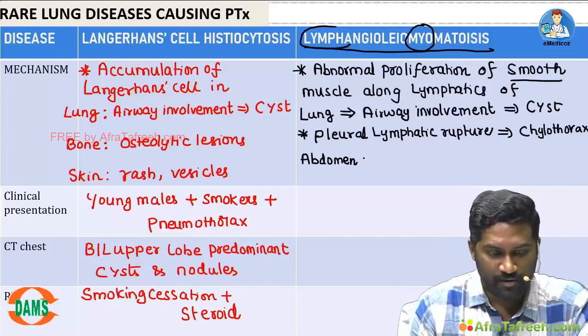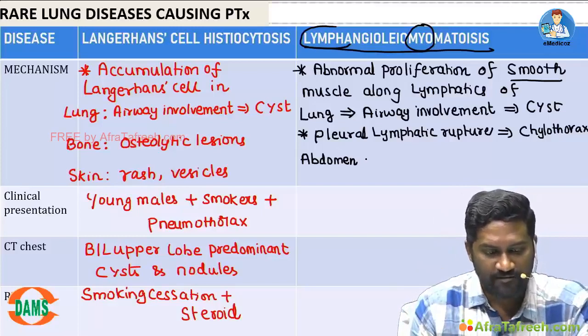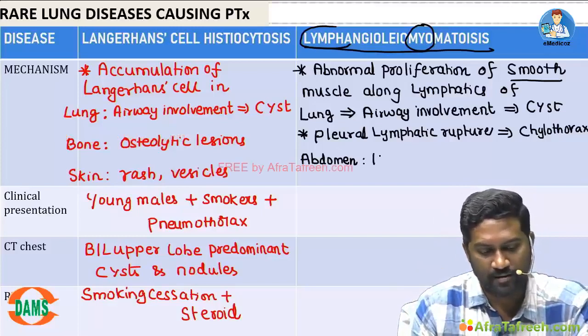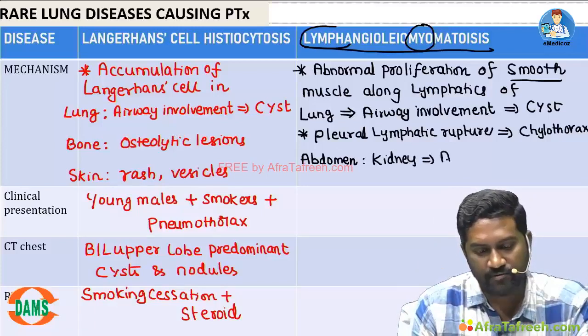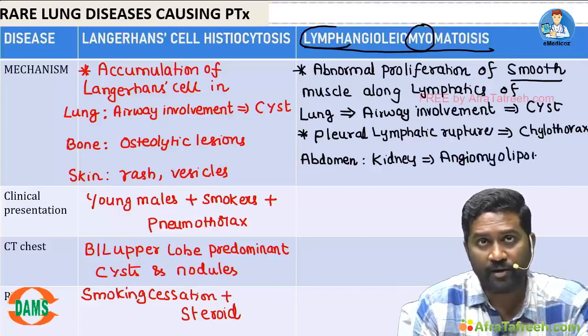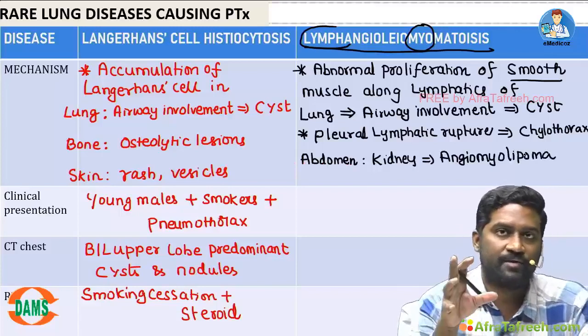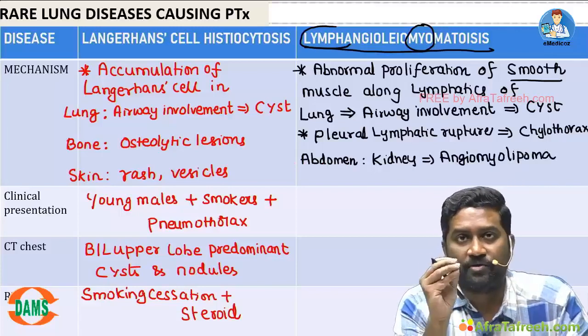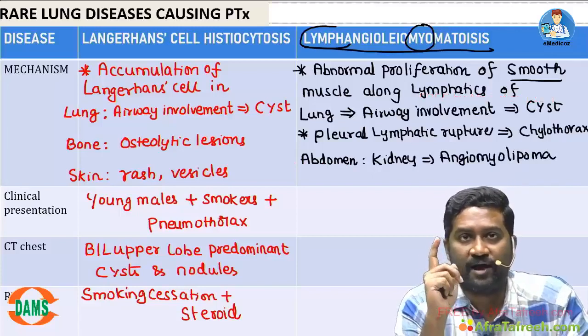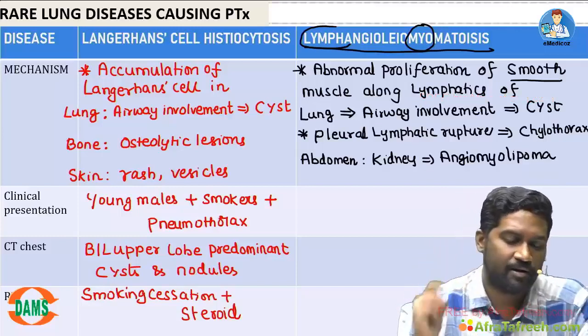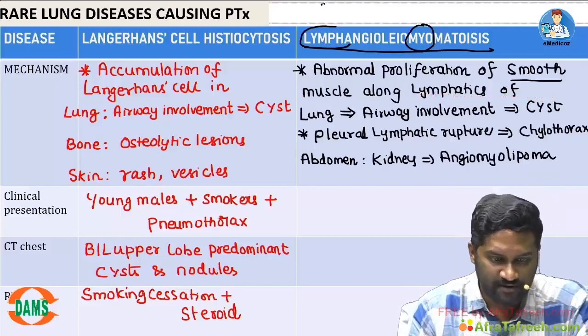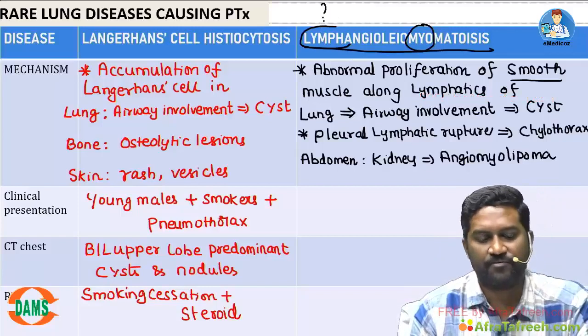In the abdomen, especially in the kidney, you can see a growth. That growth is called angiomyolipoma. So in the abdomen, over the kidney, there can be a growth. That growth is called angiomyolipoma. Now why is there such abnormal proliferation of smooth muscle?